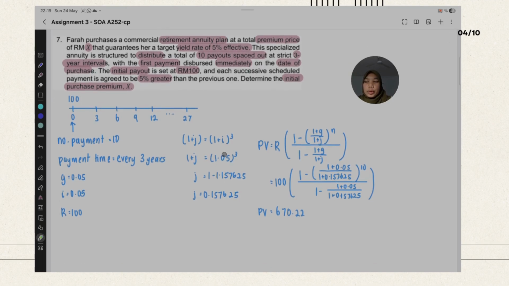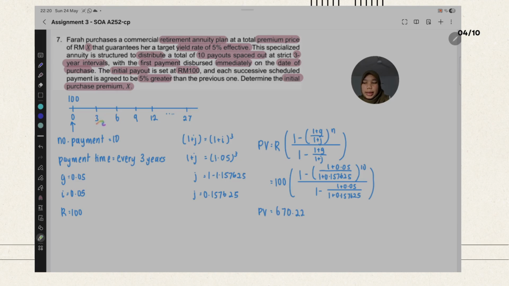And then from the question that we read, this is not a level annuity. It is a geometrically increasing annuity because the initial payout is fixed at 100, but each successive scheduled payment is agreed to be 5% greater than the previous one. This means our growth rate G is 0.05.